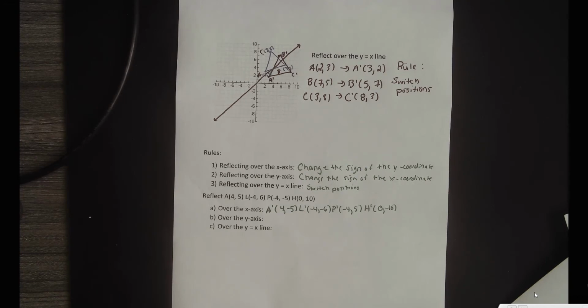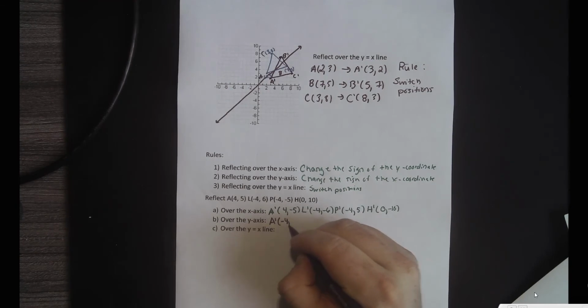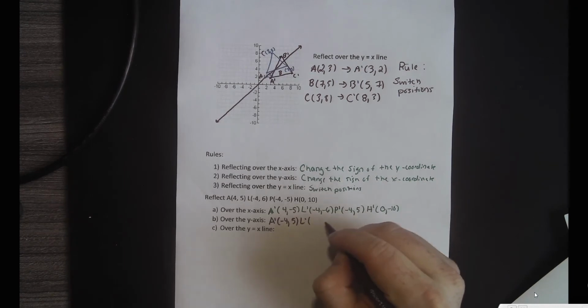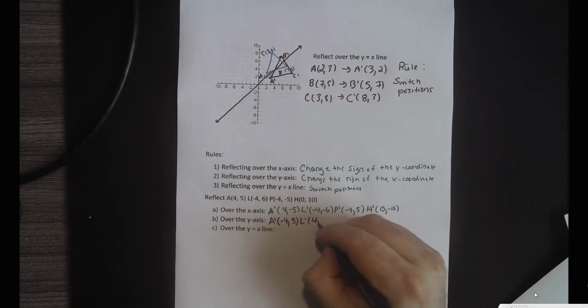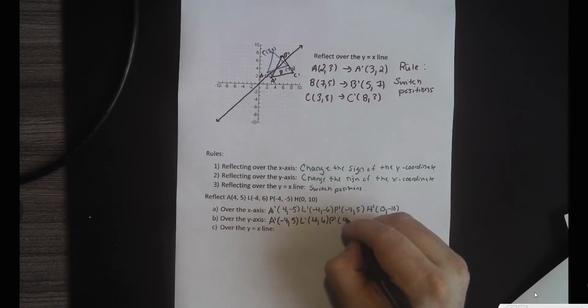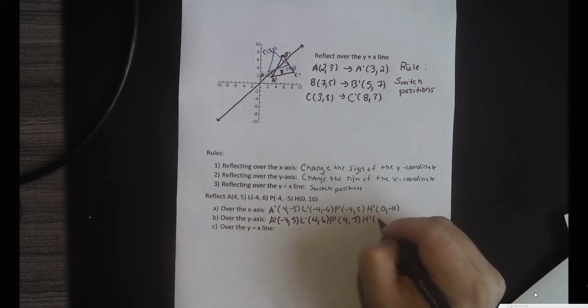If I decide to go over the y-axis, same points as above, I'm going to change (4, 5) into (-4, 5). I'm going to change (-4, 6) into (4, 6). I'm going to change (-4, -5) into (4, -5). And then (0, 10) is not going to change at all, because 0 has no sign. 0 is neither positive nor negative, so you can't change it.